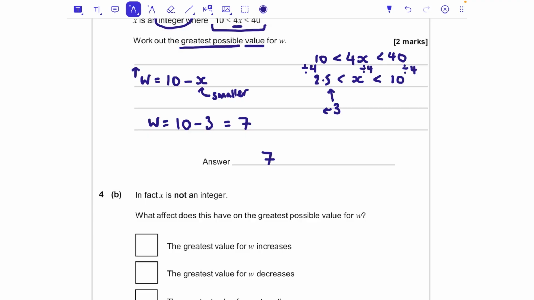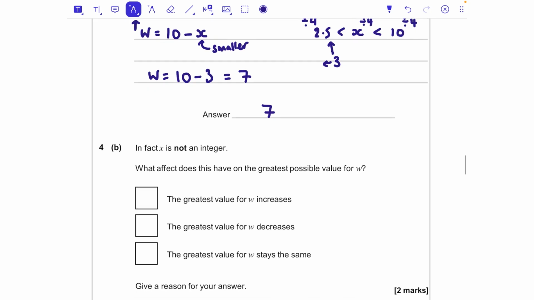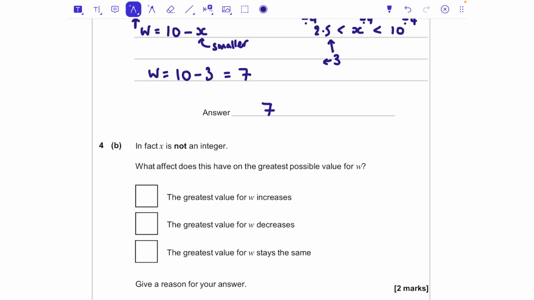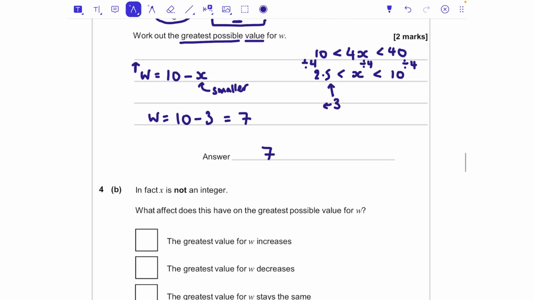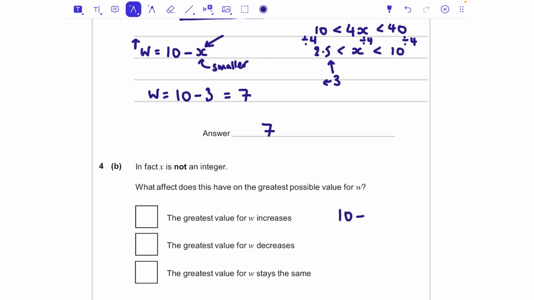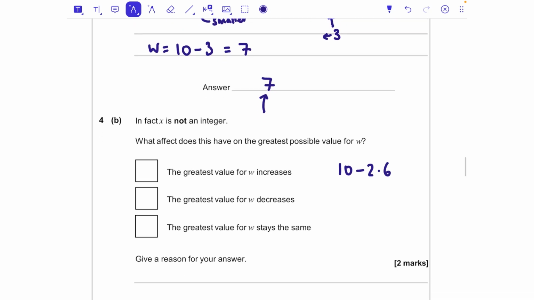We could maybe use 2.9 or 2.8 or 2.7, 2.6, 2.55, 2.51. There's lots of numbers there, well, an infinite number of numbers that we can use that are smaller than 3, but bigger than 2.5. What effect does this have on the greatest possible value for w? Well, we can make x even smaller. So if I did 10 take away 2.6, for example, we're going to be able to get an even bigger number than 7. So the greatest value for w increases.